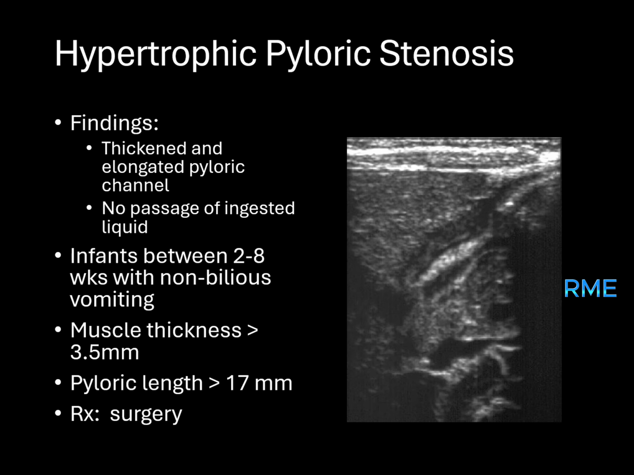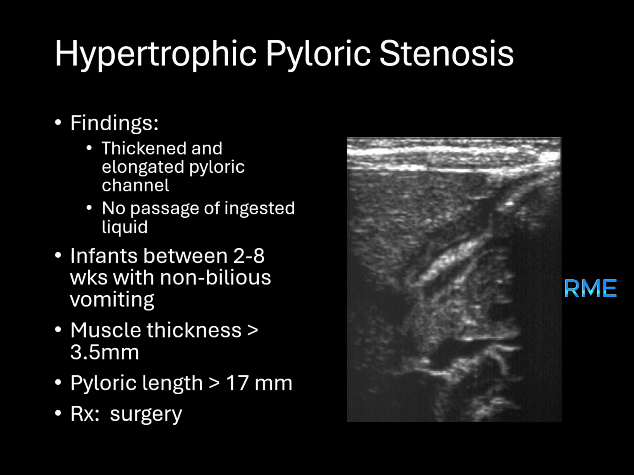There are no differential diagnoses here. It's an Ant Mini. To further evaluate, an ultrasound can confirm the diagnosis with measurements of the muscle thickness and pyloric length. Management involves surgical pyloromyotomy. Let's move to the next case.